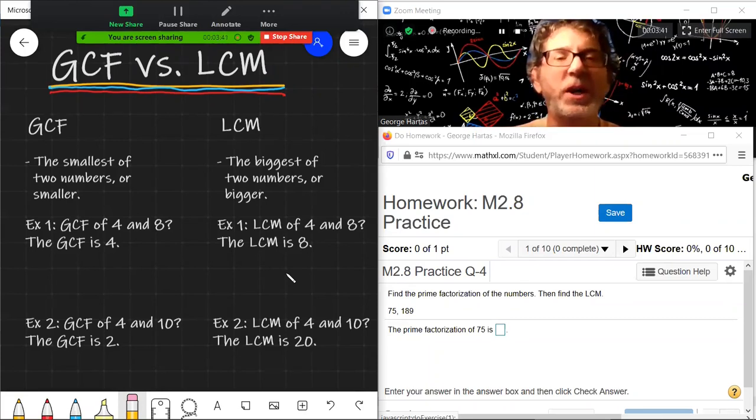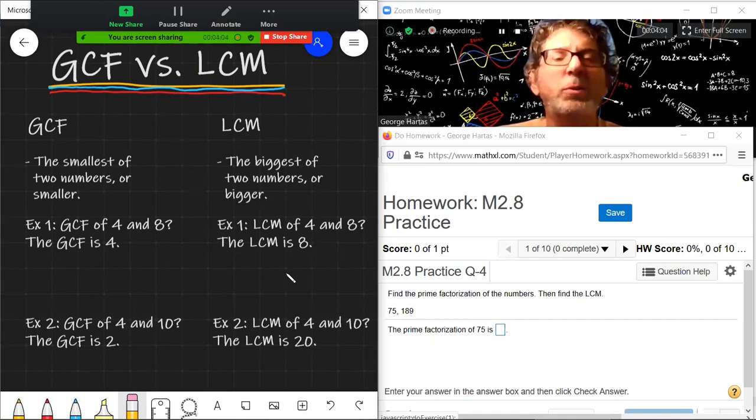Hello, in this video I'm going to explain the concept known as lowest common multiple, or LCM. Related to the LCM is something that's called lowest common denominator, or LCD. In fact, it's the same thing, and I'll explain that a little bit later on.